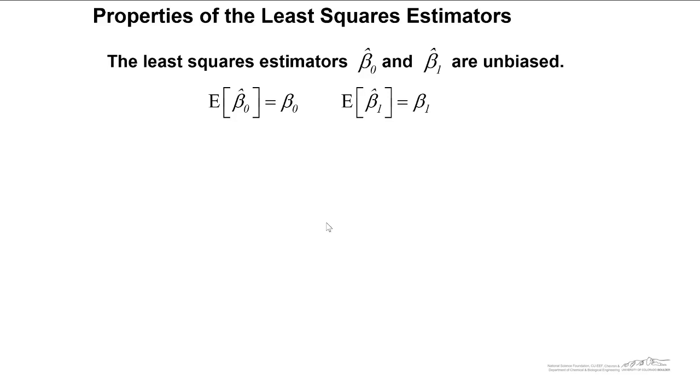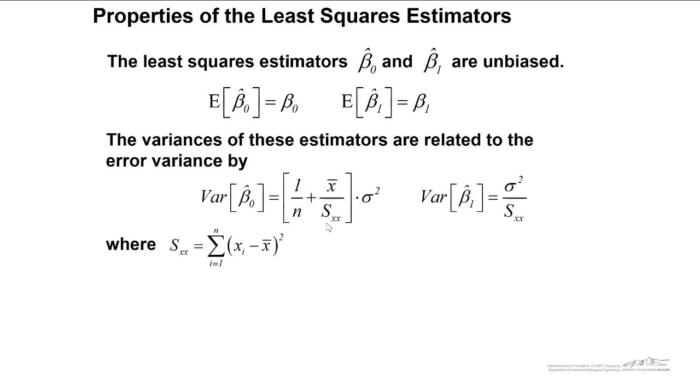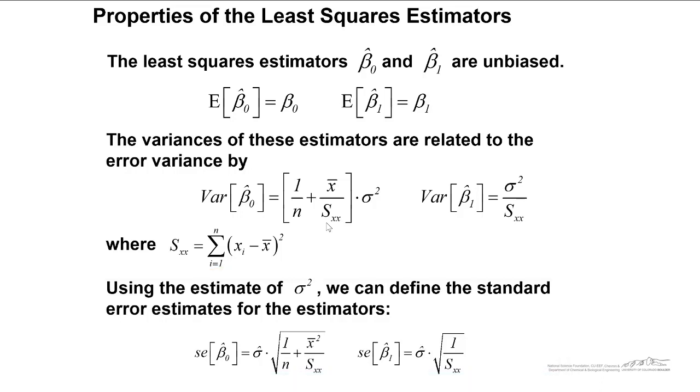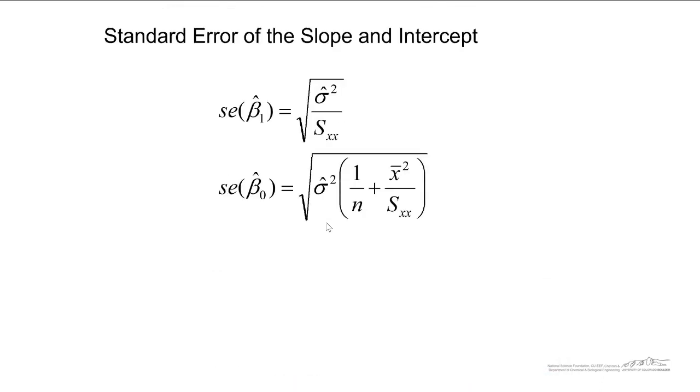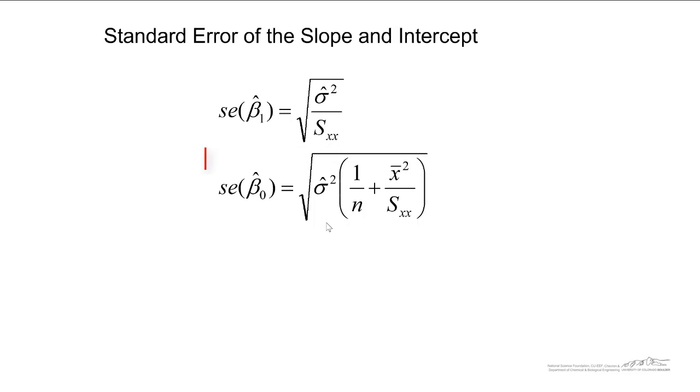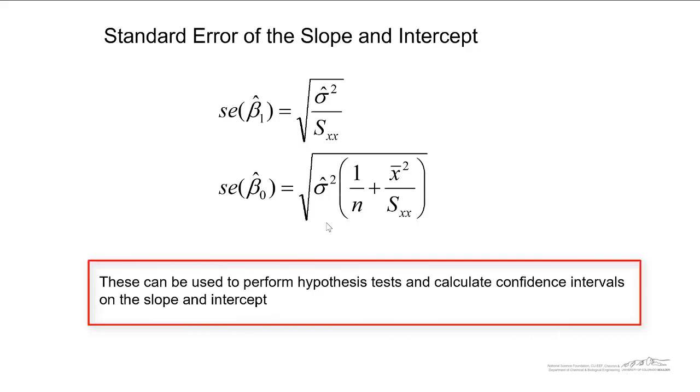We can use that estimate for the variance in a series of equations here. It's not important how these are derived, but the variance of our intercept is given by this formula. The variance of our slope is given by this formula. We've already calculated SXX. Using these estimates of the variance, we can define the standard error estimates for the estimators, beta naught and beta 1. If you don't follow this, that's entirely fine. The important finding here, though, is that the standard error, denoted by SE, of our slope is given by this formula, and we have a standard error of our intercept given by this formula. These can be used to perform hypothesis tests and calculate confidence intervals on the slope and intercept.